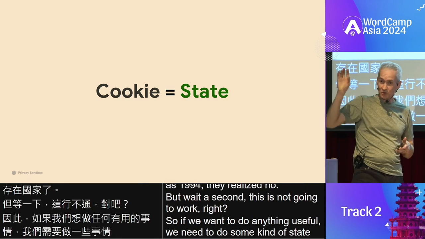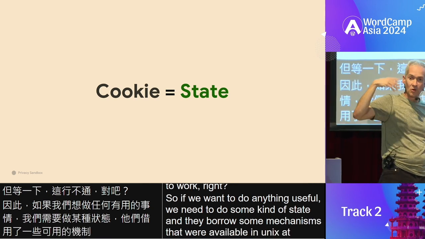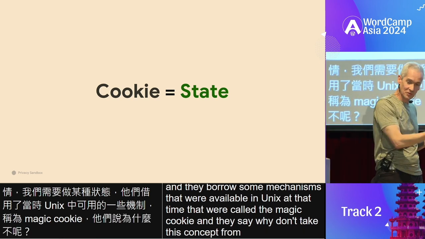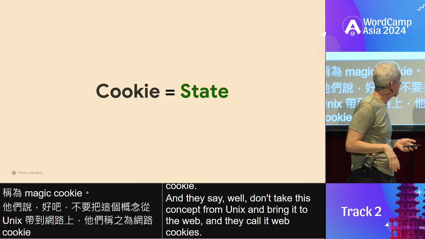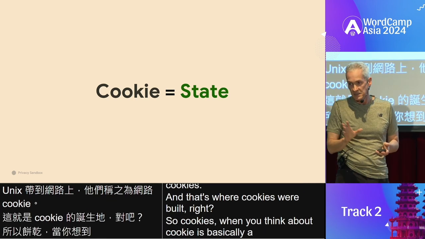And they borrowed some mechanisms that were available in Unix at that time that were called the magic cookie. And they say, why don't we take this concept from Unix and bring it to the web? And they call it web cookies. And that's where cookies were built, right? So cookies, when you think about cookies, is basically a very simple state management mechanism.